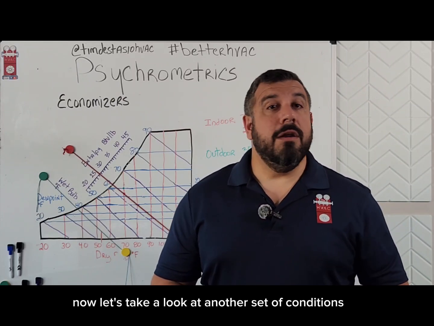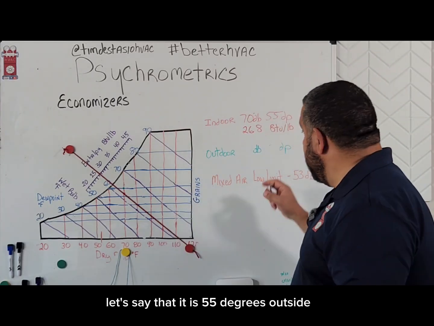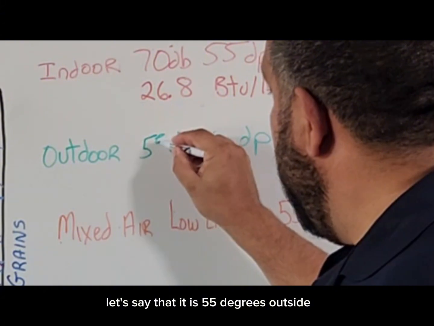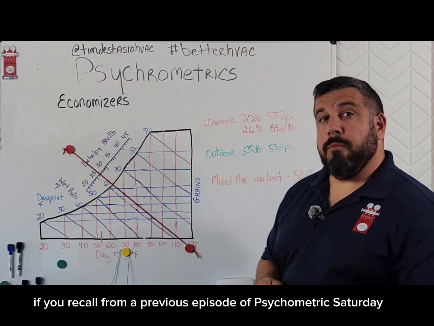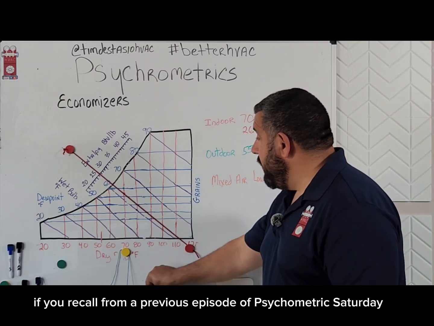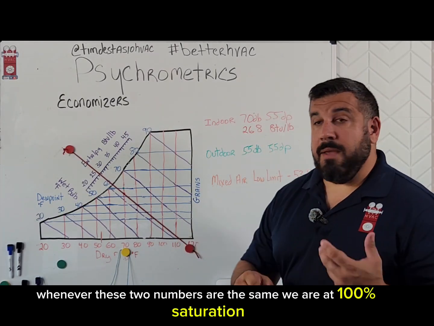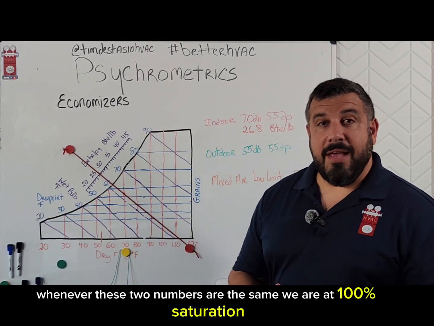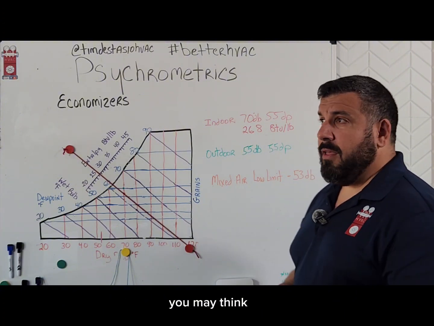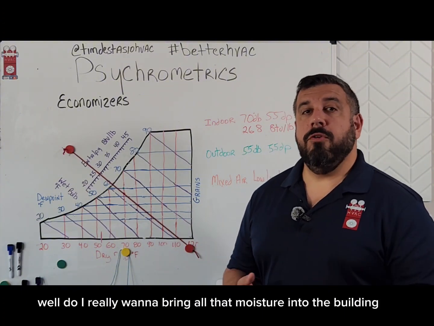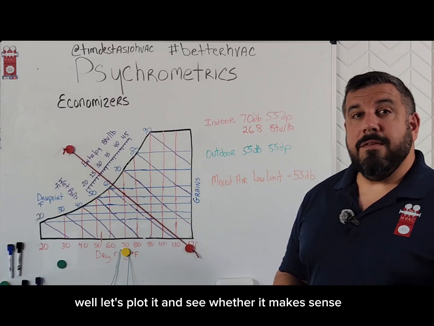Now let's take a look at another set of conditions. Let's say that it is 55 degrees outside dry bulb and 55 dew point. Well, if you recall from a previous episode of Psychrometric Saturday, whenever these two numbers are the same, we are at 100% saturation, 100% relative humidity. It is probably raining outside. You may think, well, do I really want to bring all that moisture into the building? Well, let's plot it and see whether it makes sense.